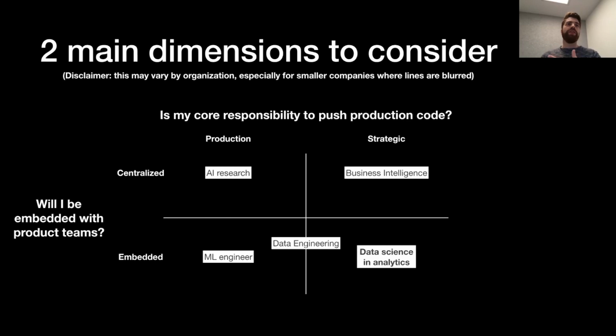And in my mind, where data science and analytics sits is really at this intersection of your core responsibility being to have strategic impact on the direction of the company, and at the same time, you're really embedded in a product team, so you have maximum context on the direction that the team is having. So for instance, you work on Instagram stories and you really try to influence the direction of the team based on data.